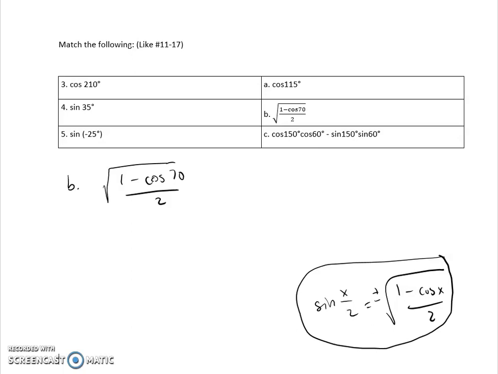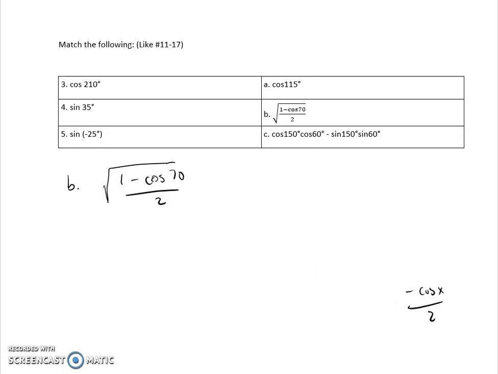So I'm going to get half of that. So let's erase that. And I'm going to get sine, and I'm going to get half of 70, because that's what the formula looks like. So that's going to be sine of 35. So that's going to be this one right here. So this is B.